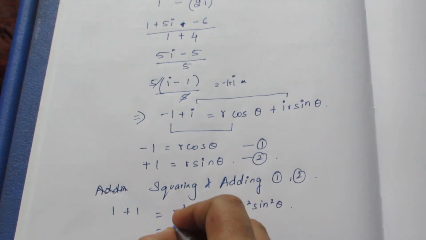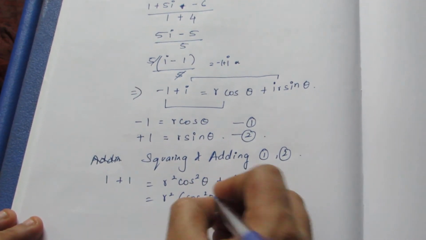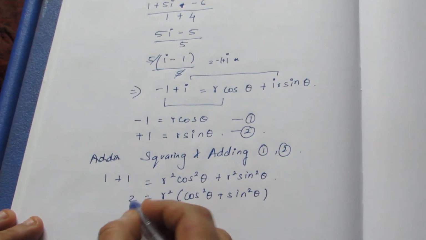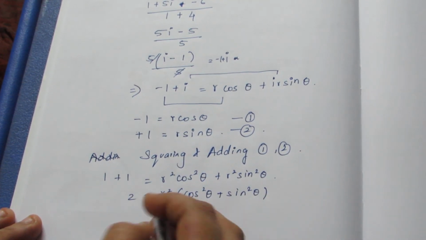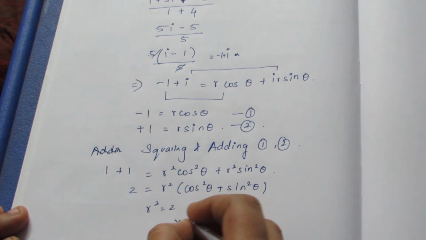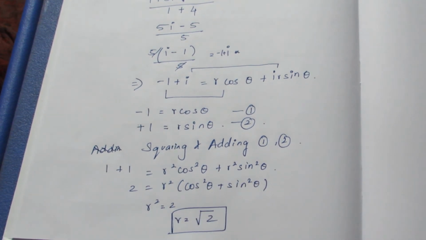Taking r square common, I get cos square theta plus sin square theta, which we know is 1. So here it becomes 2. We know this to be 1. So r square equals 2, so my r will be equal to root 2.